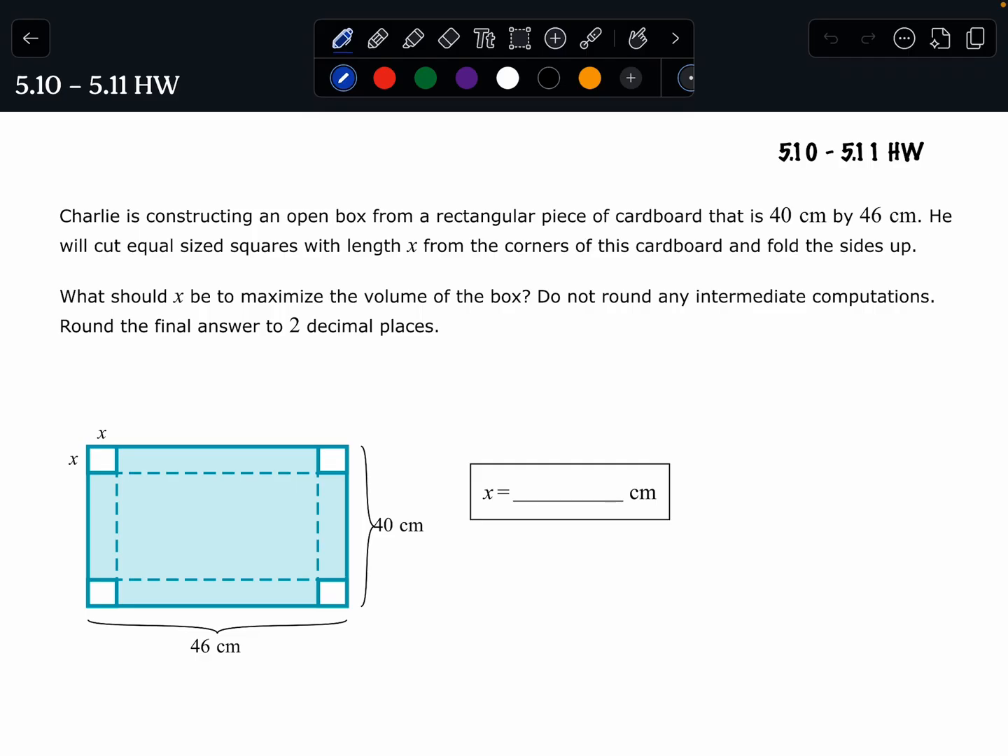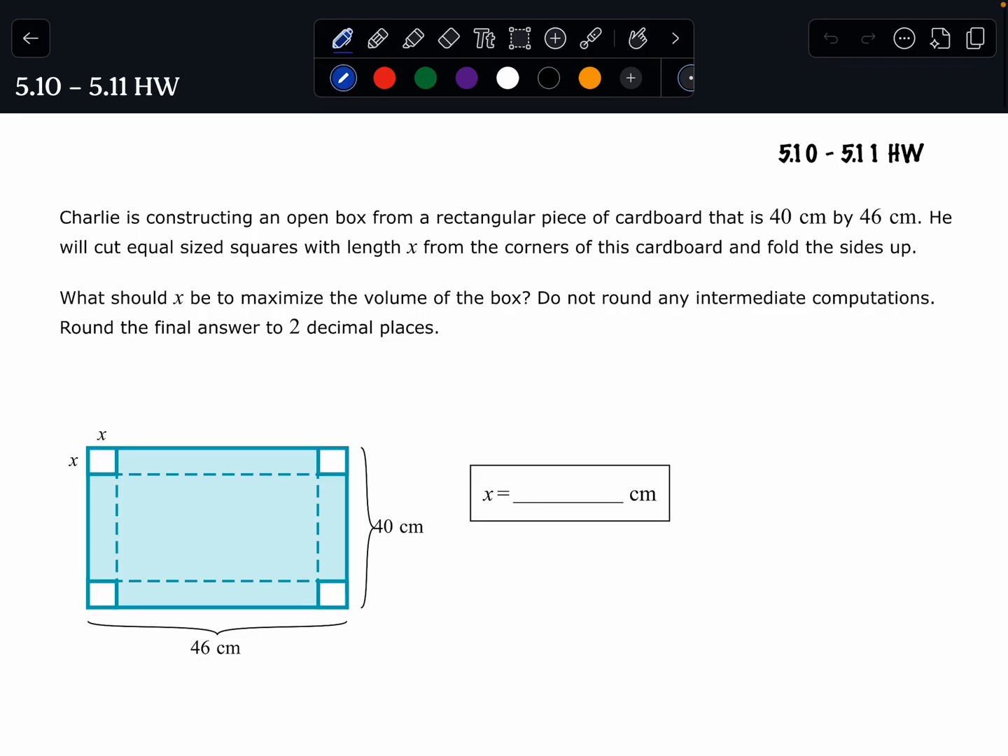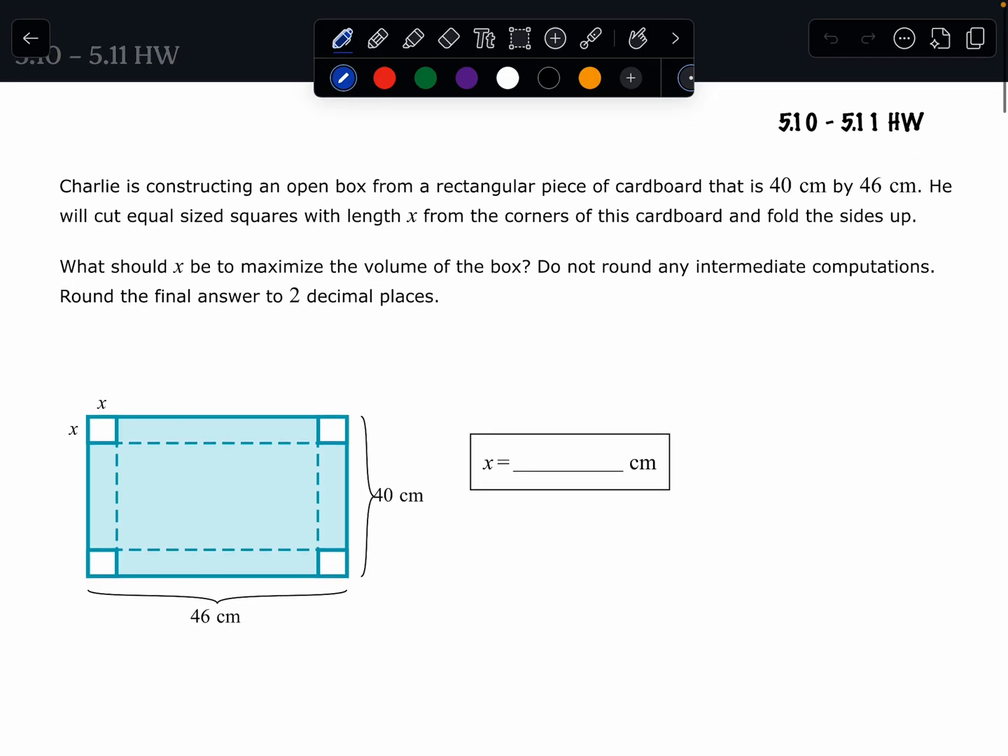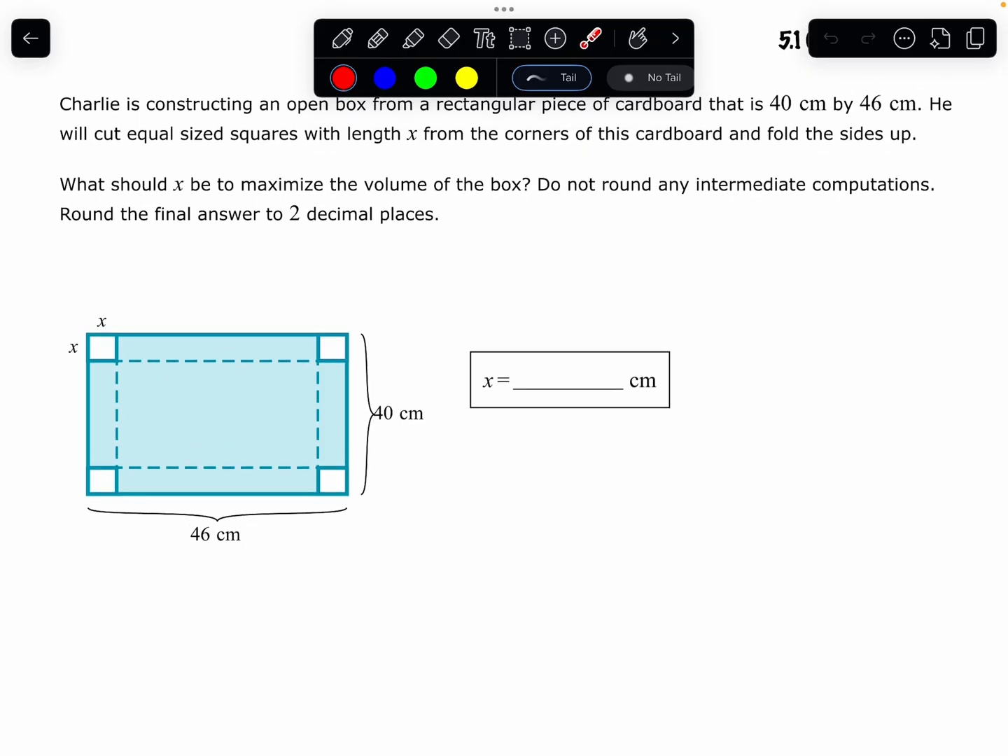Okay, but for this first part, we're talking about optimization in 510 and 511. And optimization is basically just finding absolute minimums and maximums with some context, rather than just in functions. So here we have Charlie, and Charlie is constructing an open box from a rectangular piece of cardboard. You've probably done this before, maybe in elementary or junior high. You get a piece of paper, you cut out some corners right here, and then you can fold up the corners, and then you can make a kind of rectangular box right here.